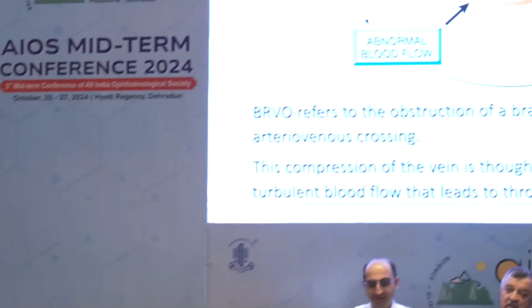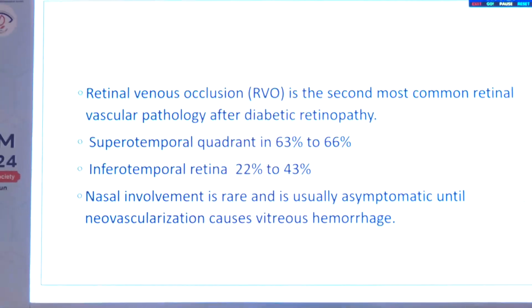So this was first described by Theodor von Leber in 1877. Branch vein occlusion refers to the obstruction of a branch of the retinal vein at the arteriovenous crossing. The compression of the vein is thought to cause endothelial cell loss and turbulent blood flow, which leads to thrombus formation.